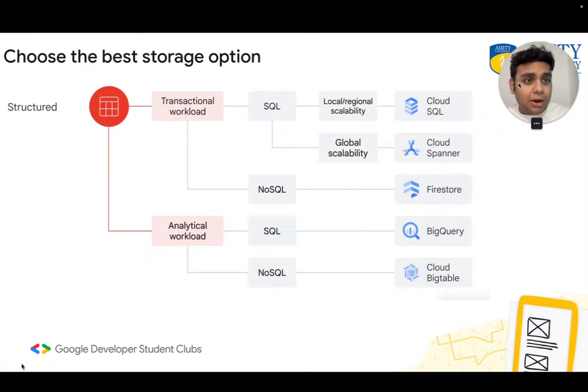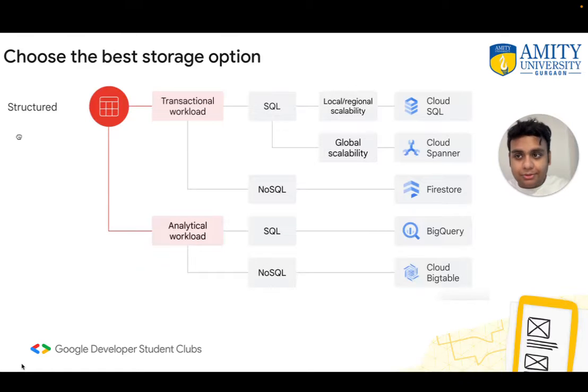So now, how do you choose your best storage option? How do you know that this storage option is better for me? Well, there are two types of data: structured and unstructured data. If your data is structured, first of all we'll come to relational and non-relational just to understand it a little bit.